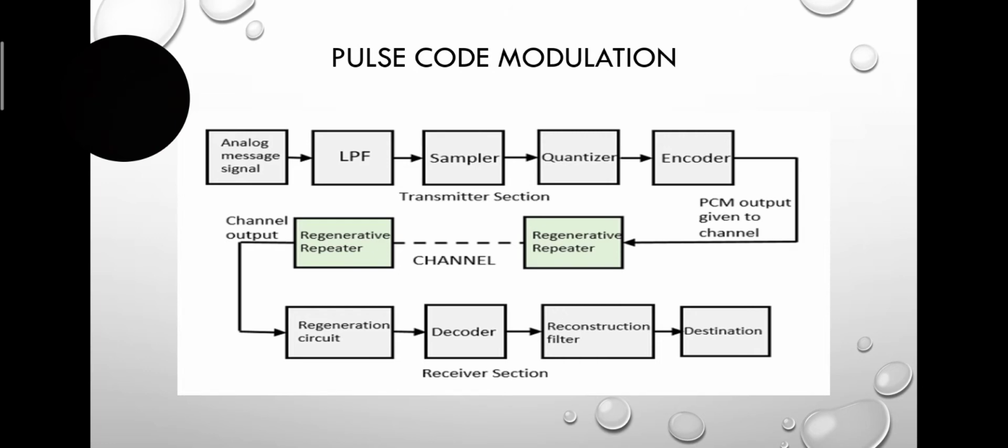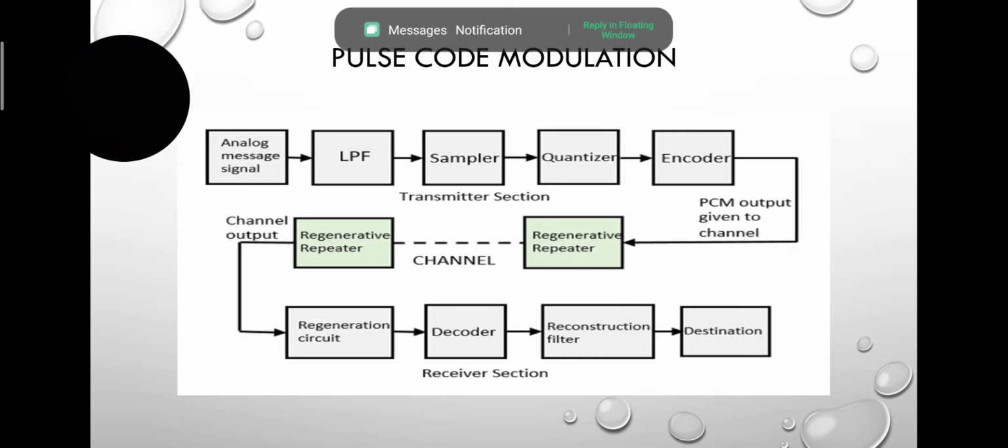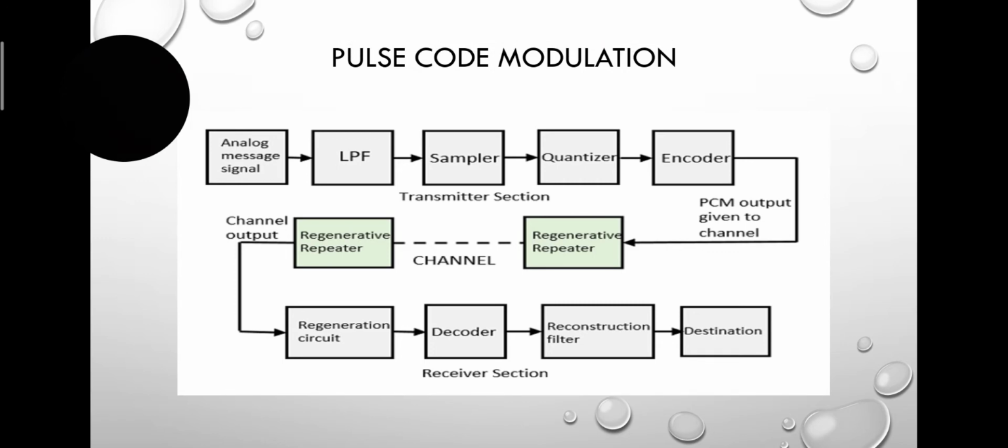The pulse code modulation block diagram consists of different blocks: analog message signal, low pass filter, sampler, quantizer, encoder, and regenerative repeater. Up to this block is the transmitter section. After that, the receiver section consists of the regeneration circuit, decoder, reconstruction filter, and destination.